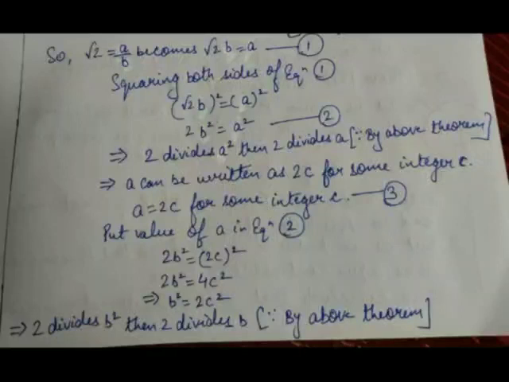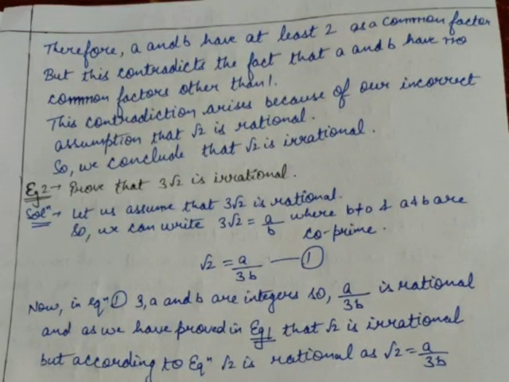Now here again we are using the above theorem that says that if p divides a square, then p divides a also, where p is a prime number and a is a positive integer. Therefore a and b have at least 2 as a common factor, but this contradicts the fact that a and b have no common factors other than 1. This contradiction arises because of our incorrect assumption that root 2 is rational. So we conclude that root 2 is irrational.